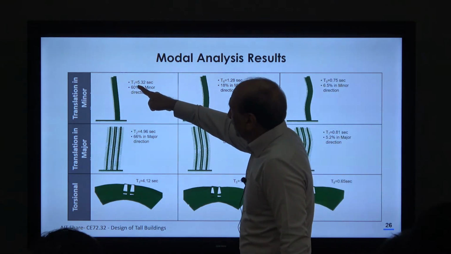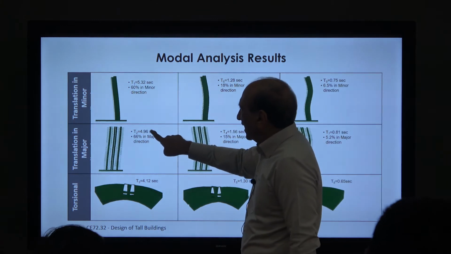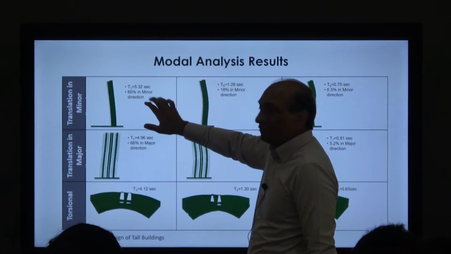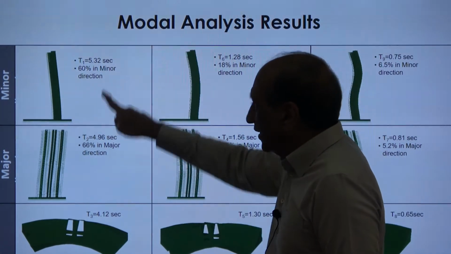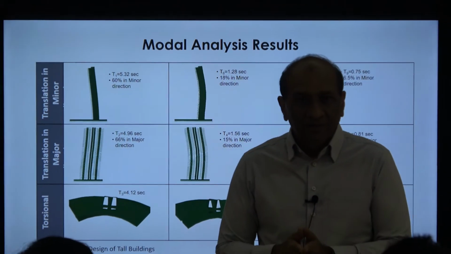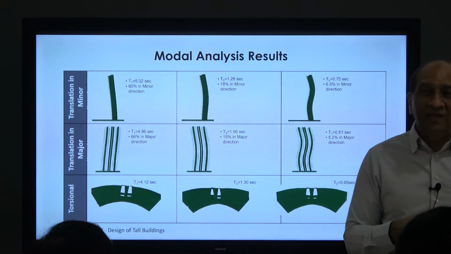Okay, natural period 5.3 seconds, number 1. Number 2, 4.96 seconds. These are close. 5.3, 4.9, quite close, and then 4.3. They are of the same order. They are close to each other, right? Which is a good thing or a bad thing? Actually, this is a good thing.